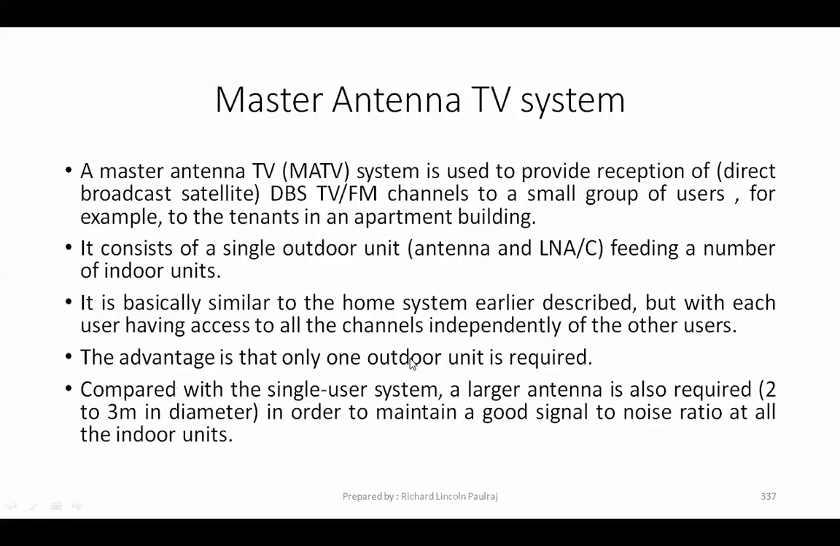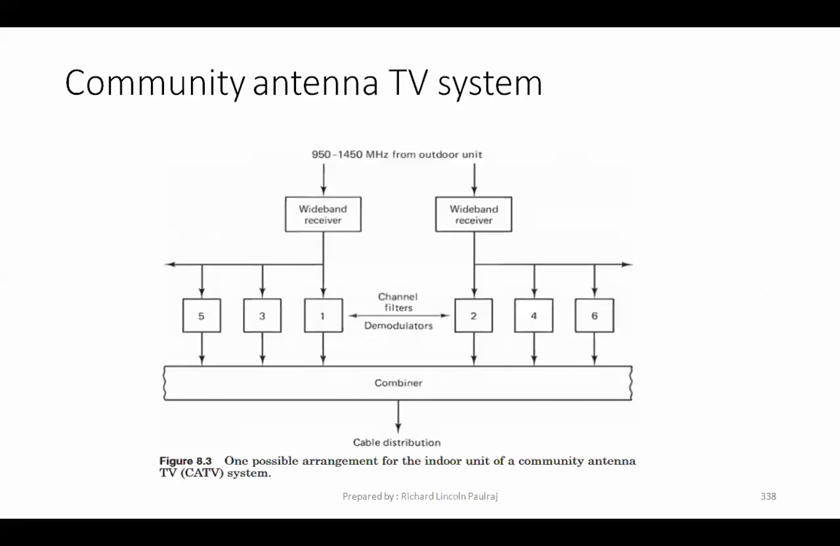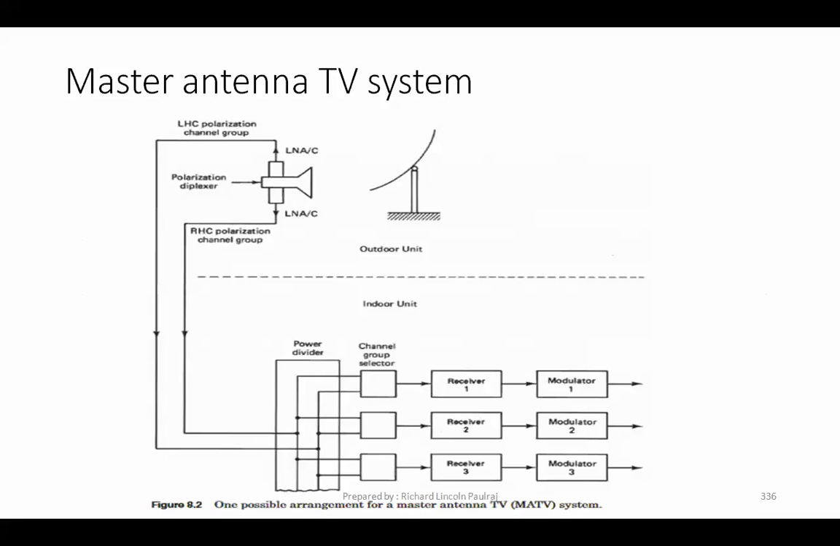The advantage is that only one outdoor unit is required, so you don't have to have multiple units on the rooftop. Compared with the single user system, a larger antenna is also required, which is about 2 to 3 meters in diameter, in order to maintain a good signal to noise ratio at all indoor units. So here a larger antenna is required, about 2 to 3 meters in diameter, in order to get the reception of signal in a proper way. So this is about your master antenna television system.